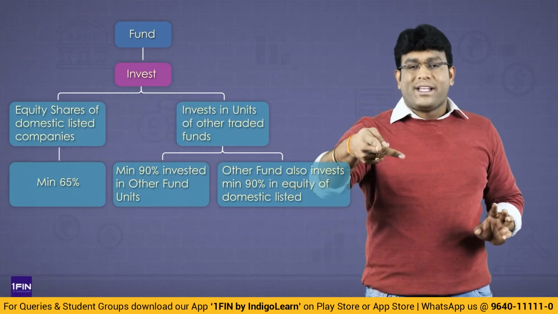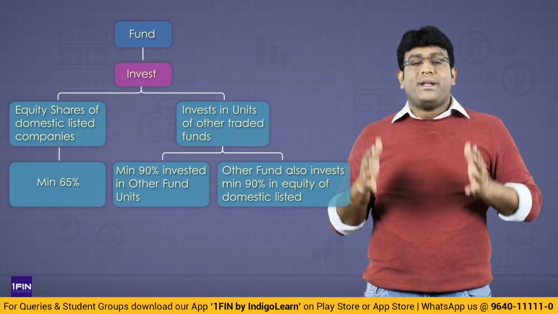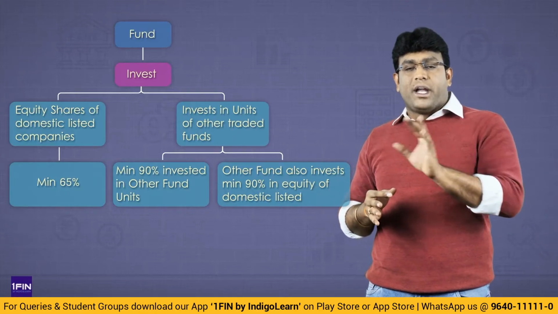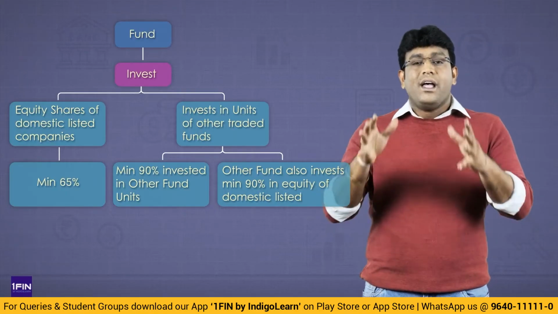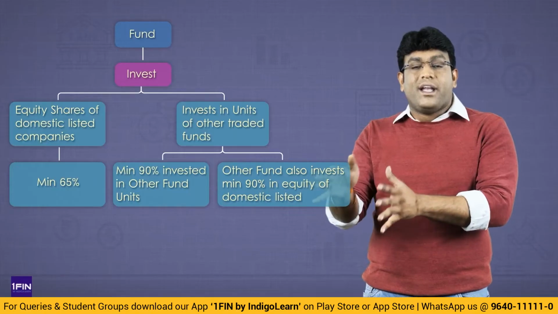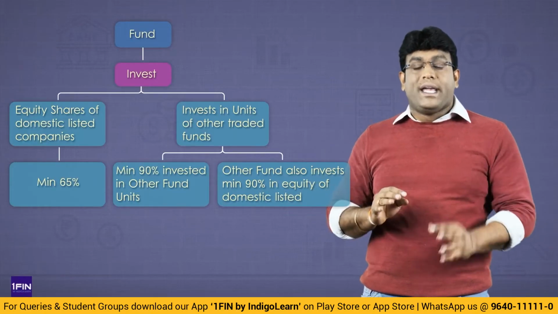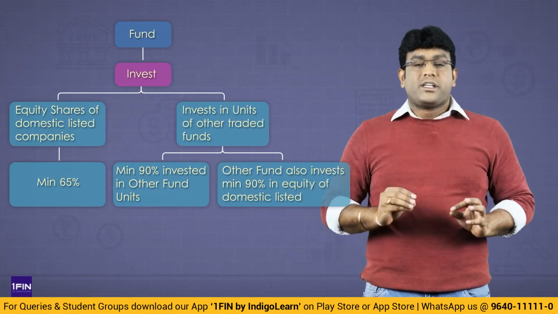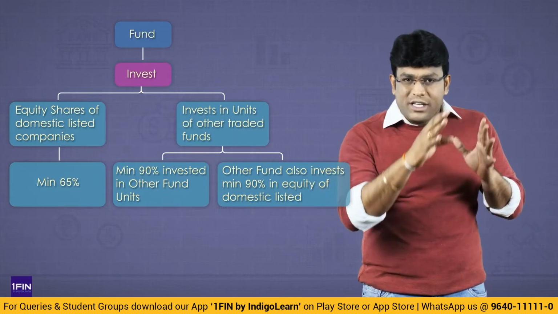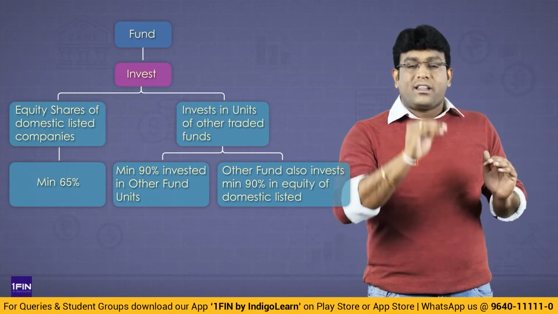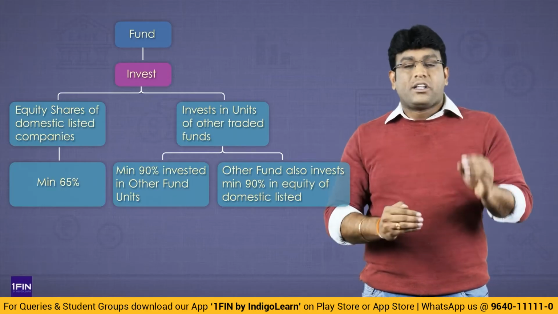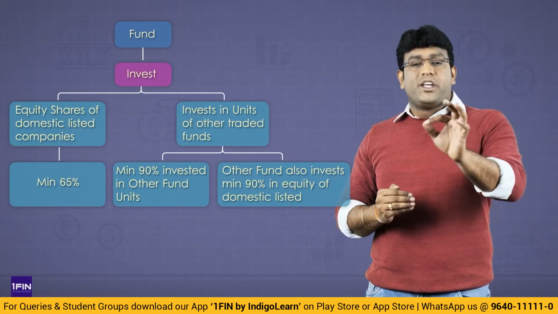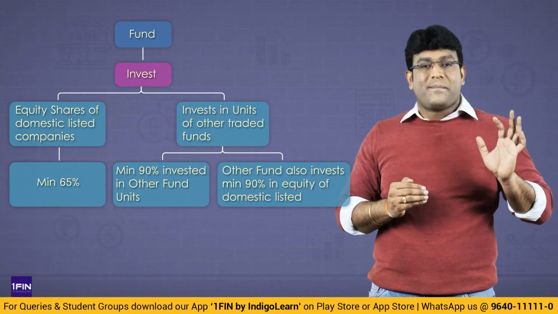So there are two ways a mutual fund can be regarded as an equity oriented mutual fund. Possibility number one, that mutual fund is directly investing at least 65% in equity shares of domestic companies. Second possibility, the mutual fund is investing at least 90% of total proceeds in another mutual fund, and that mutual fund is further investing at least 90% into equity shares of domestic companies.